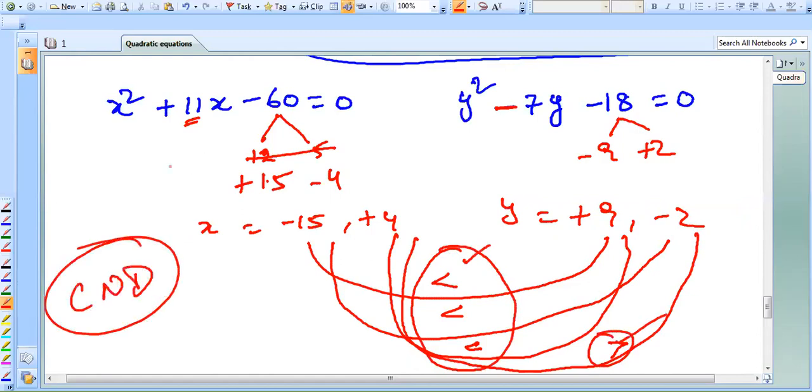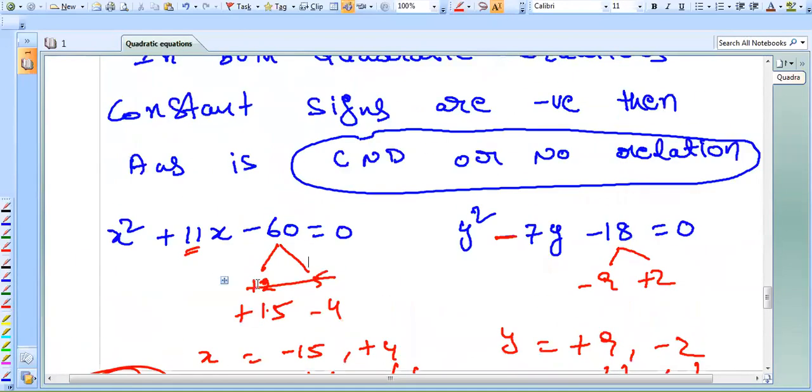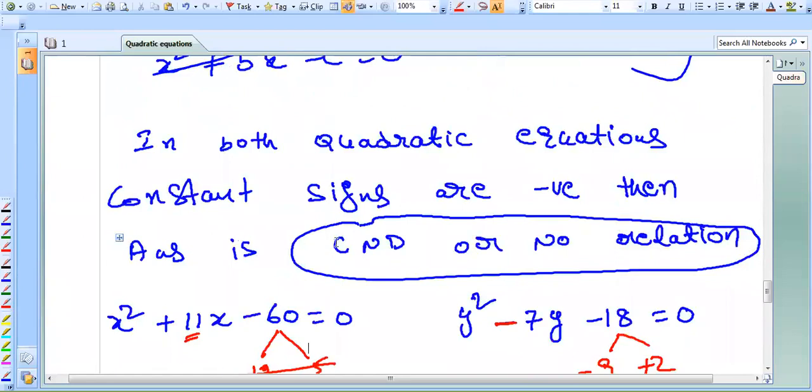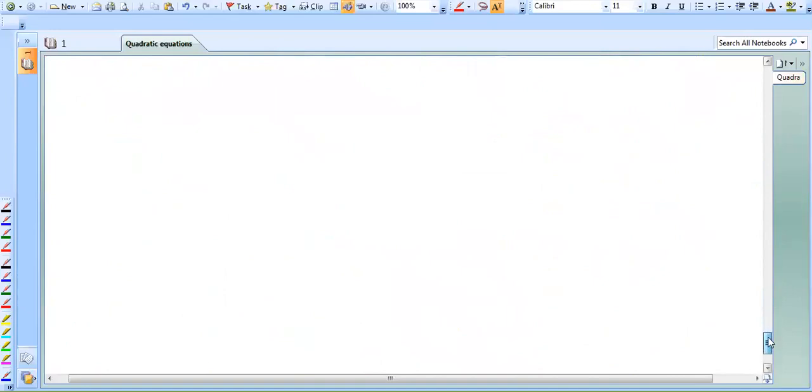So in which case you can say that? In both quadratic equations, in this quadratic equation and in this quadratic equation, constant sign is minus. That's why you write answer is cannot be determined directly. Remember this point. If both quadratic equations' constant signs are negative, then answer is cannot be determined, or no relation, you can say, right?